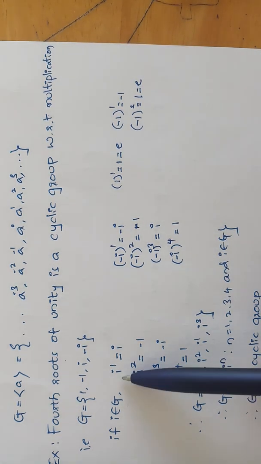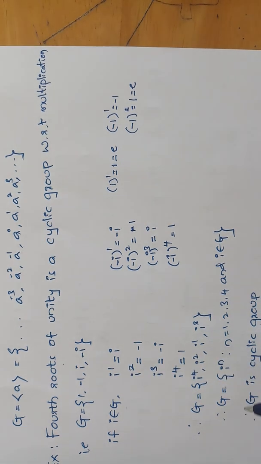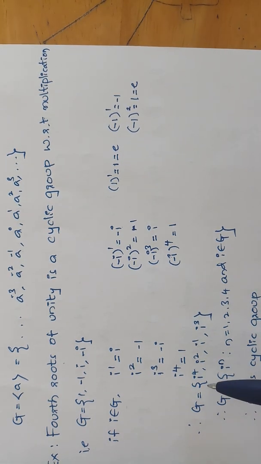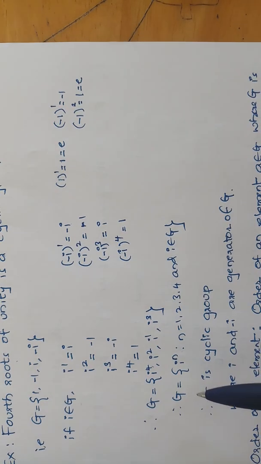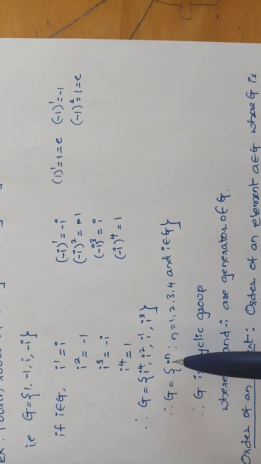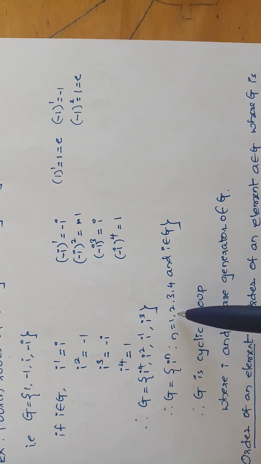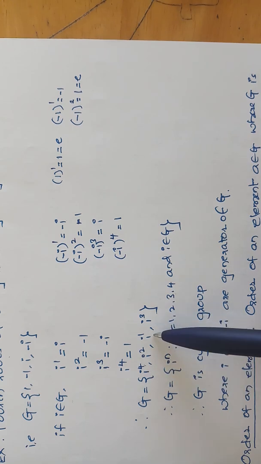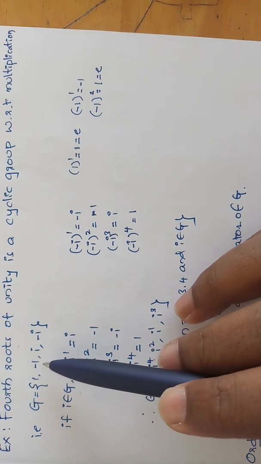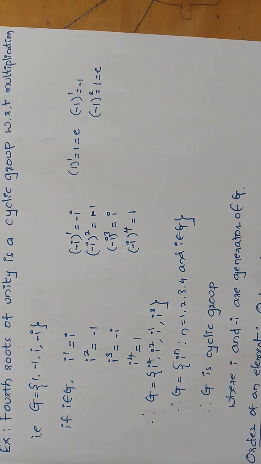Okay, so here I am writing this in the form of z is equal to i to the power n. i to the power 4 is what? 1. i square is what? Minus 1. i to the power 1 is i. i cube is what? Minus i. Therefore z is equal to i to the power n. So if you put n is equal to 1, 2, 3, 4, you get all these elements, and all these elements' values are what? 1, minus 1, i and minus i.